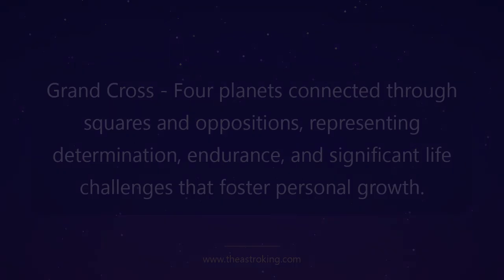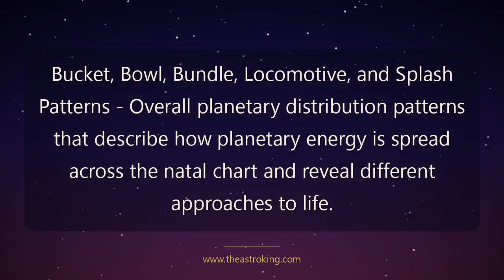Bucket, bowl, bundle, locomotive, and splash patterns are overall planetary distribution patterns that describe how planetary energy is spread across the natal chart and reveal different approaches to life.